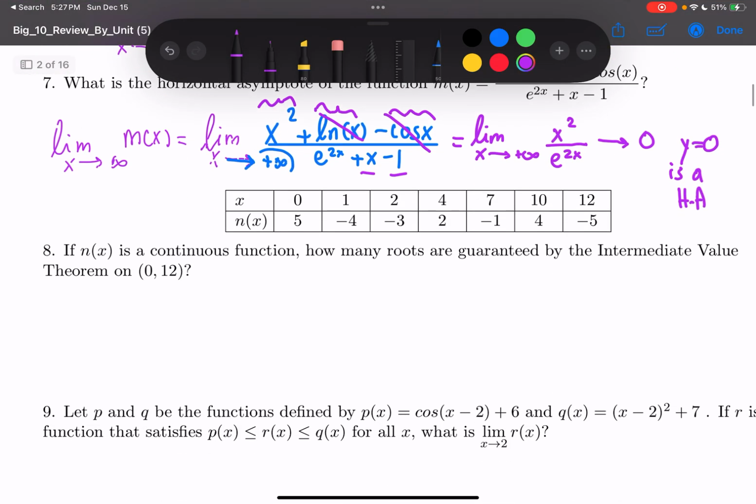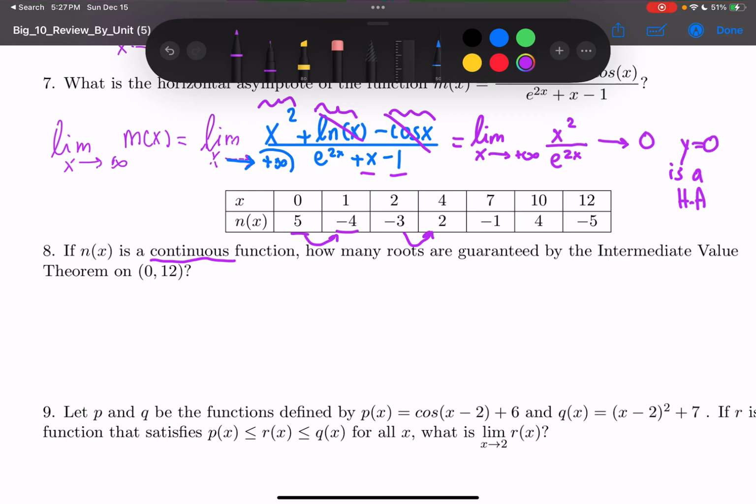Now, in number 8, they asked me if n of x is a continuous function, how many roots are guaranteed by the intermediate value theorem on 0 to 12? So over here on 0 to 12. Now, as you can see over here, n of x was positive over here, and then it was negative. And they told me that this is a continuous function. So over here, it touched 0. And then over here, it touched 0 again.